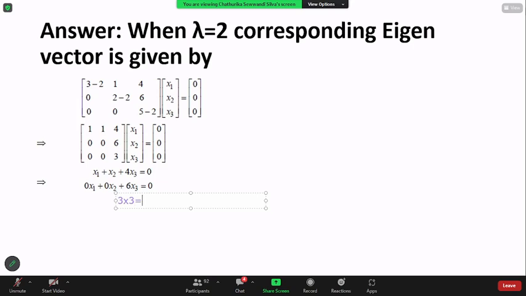Why do we not need to write the 3x3 equals 0 equation? Right? If you consider the last equation, it gives us 3x3 equals 0. From there we get x3 equals 0. 3x3 equals 0 means x3 equals 0. The same comes from the second equation too. So there is no point, which is why the third equation is not written. Right? From the third equation itself, or the second equation itself, we can compute that x3 is equal to 0.